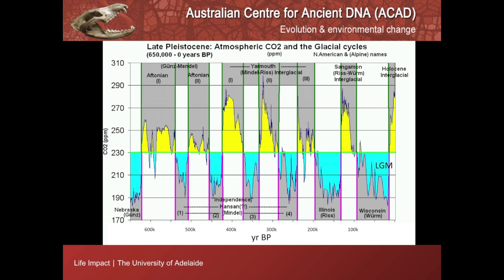You can see the variation here. These are stadials and interstadials. These are small versions. They're not the wholesale change into an interglacial warming period, but they are little warming spikes. And I'm going to talk about what they do to megafauna later on.